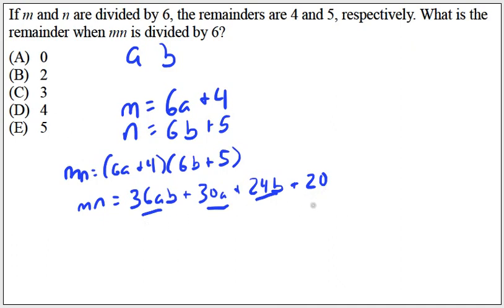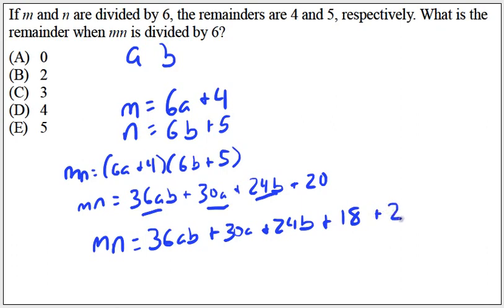But what is a multiple of 6? 18 is, right? So what if I said that mn, I'm just going to write it in a different and cleverer way. I'm going to say mn is 36ab plus 30a plus 24b plus 18 plus 2. And now I've got multiple of 6, multiple of 6, multiple of 6, multiple of 6, and then 2 left over. So just like we knew before that any multiple of 6 plus 4 gives us a remainder of 4 when we divide it by 6, any multiple of 6 plus 2 will give us a remainder of 2 when divided by 6. So if I divide this by 6, no matter what a and b are, as long as they're integers, I'm going to get a remainder of 2. And that is your general solution, evil geniuses. Go forth, wreak havoc.